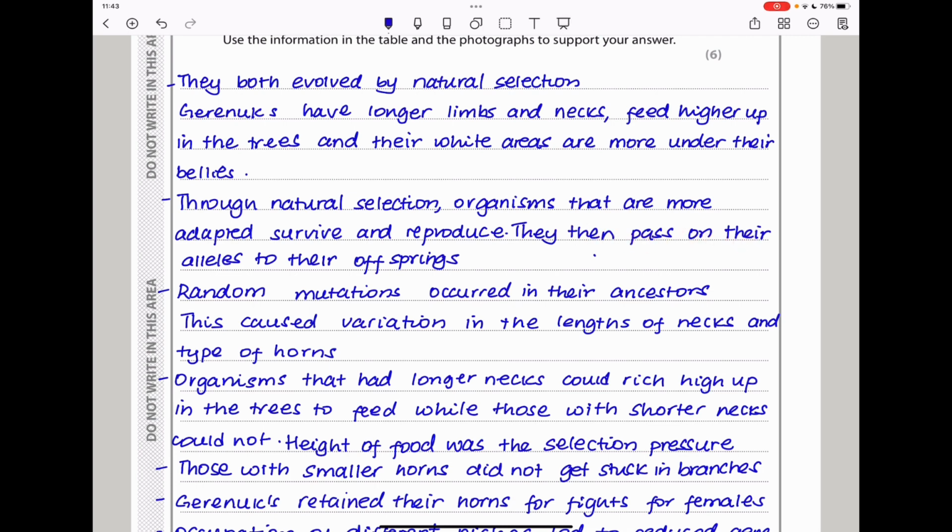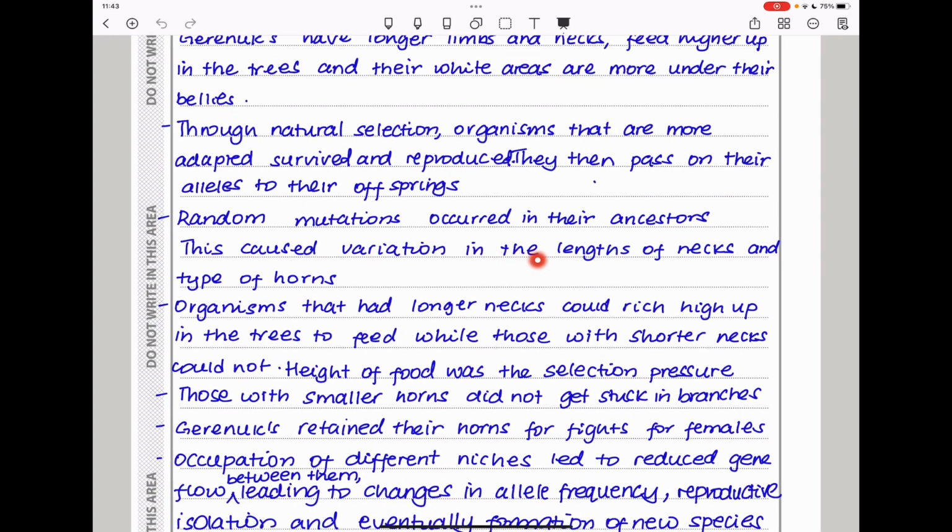Let me try to check this out. They were more adapted, survived, I'll do that, and reproduced. So they then passed on their alleles to their offsprings. And then we go on to say that random mutation occurred in their ancestors. Of course, to bring about this variation, random mutations could have occurred, leading to variation in lengths of the neck as well as in the type of horns.